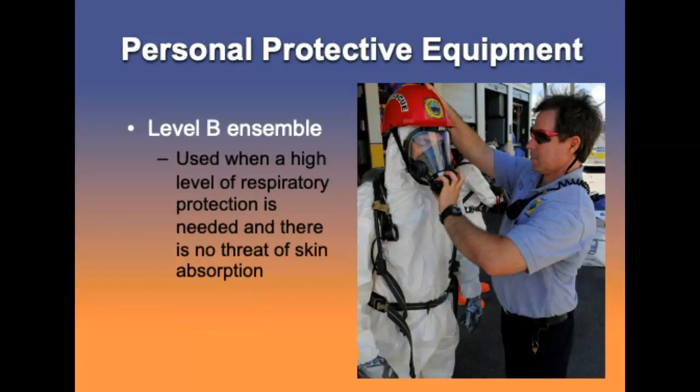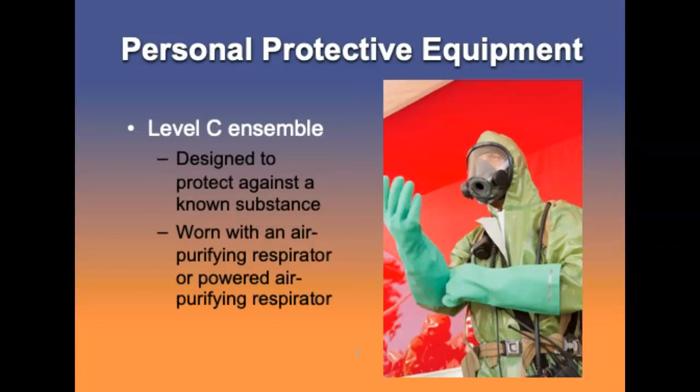This is a level B, and it's used when a high level of respiratory protection is needed and there is no threat of skin absorption. It's not fully encapsulating. It's worn with a self-contained breathing apparatus and usually worn by responders who are performing decon. Then there's level C, and this is designed to protect against a known substance. It provides minimal splash protection. It's worn with an air purifying respirator, and it's worn by exposed patients in an emergency department and law enforcement protecting the perimeter.